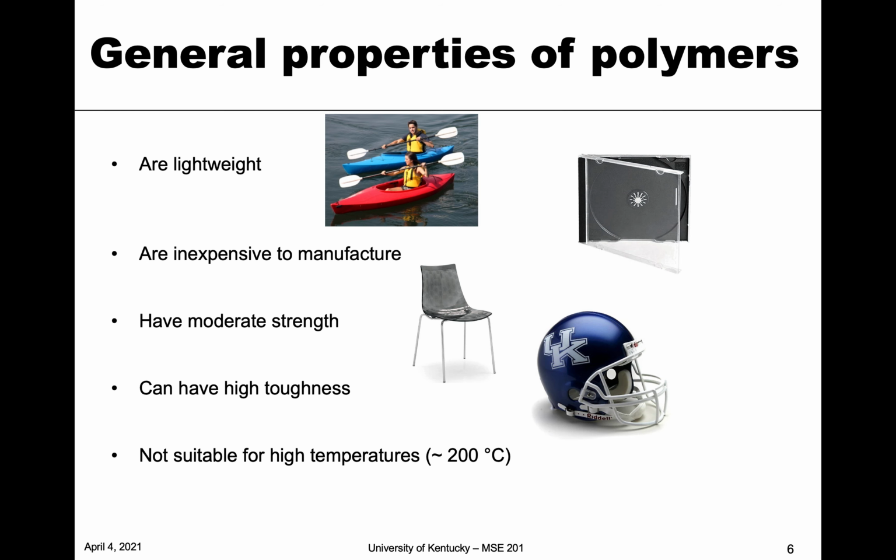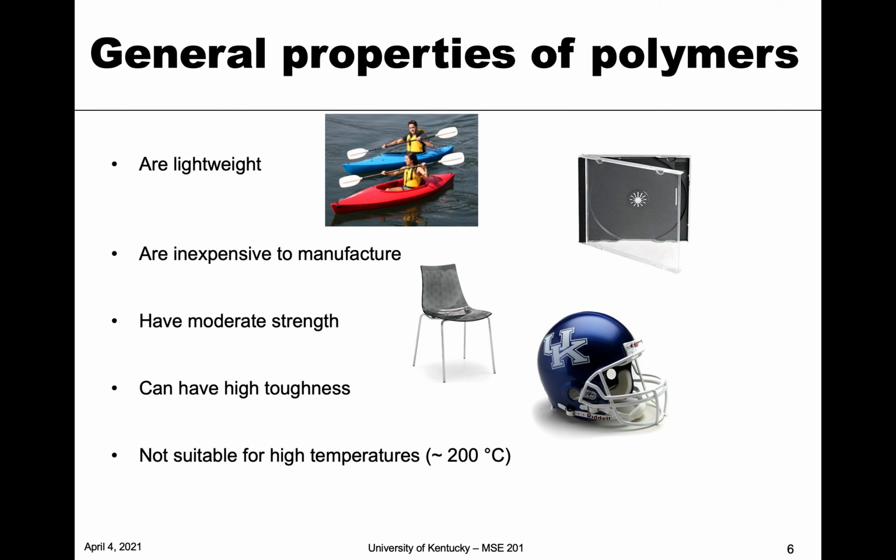Also, quite a few polymers have rather high toughness. So we just talked in the failure chapter about toughness, fracture toughness. So that's the ability to absorb energy before failure. And so things like helmets, bulletproof glass, right? All of those are applications where you want high toughness.